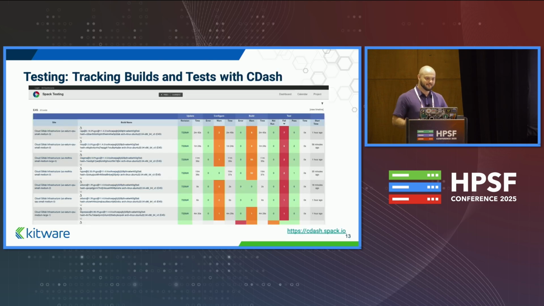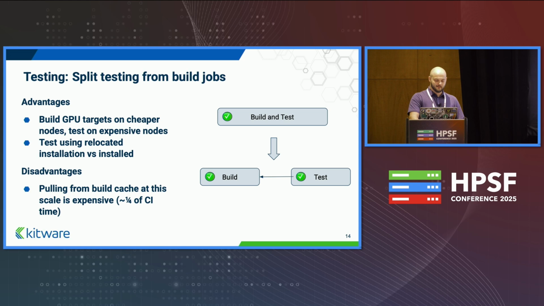We track it. So we have a CDash dashboard, and this tracks all of the tests that run and associates them with the binary hashes that were built. And so even though they aren't necessarily passing, we can at least look and see what the state of that is.